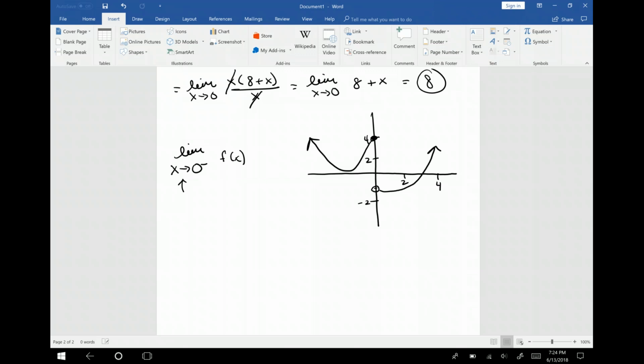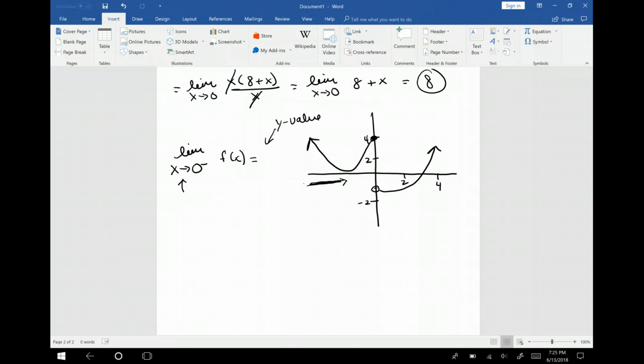This is our x value. This is our x value. And then we want to find out the y value. This is going to be a y value. So our x's are approaching 0 from the left. It means we're looking at wherever the graph is, we're coming close to 0 from the direction of the left.